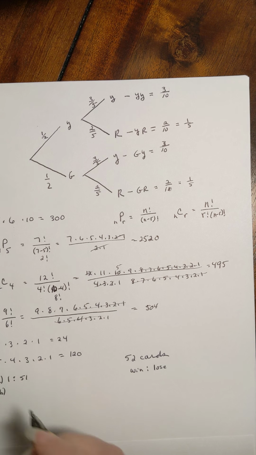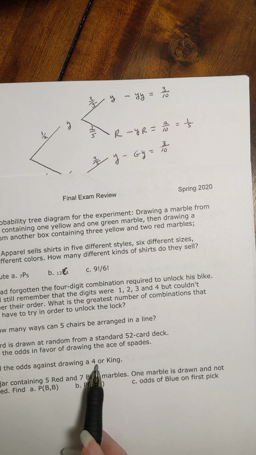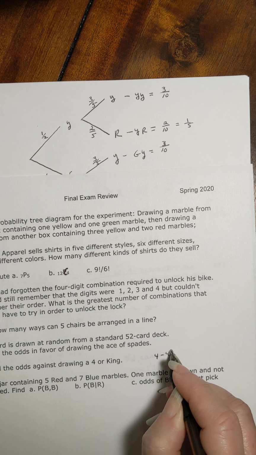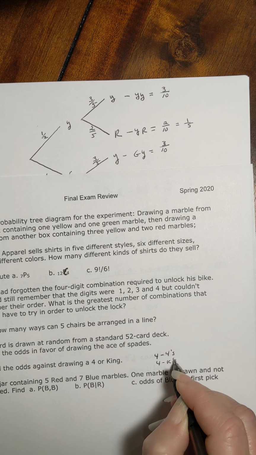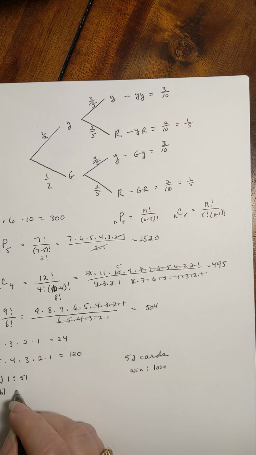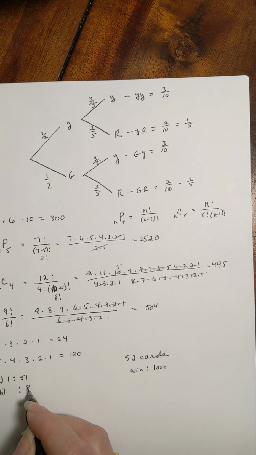Part B says, find the odds against drawing a king or a 4. Now, there are 4 4s and 4 kings. So there are 8 ways of getting what we want. But here I'm doing odds against, so my 8 is going to go over here. And then remember, if I take 8 of those cards out of the 52 card deck, I would get 44 cards. And remember, these have to add up to give me 52.